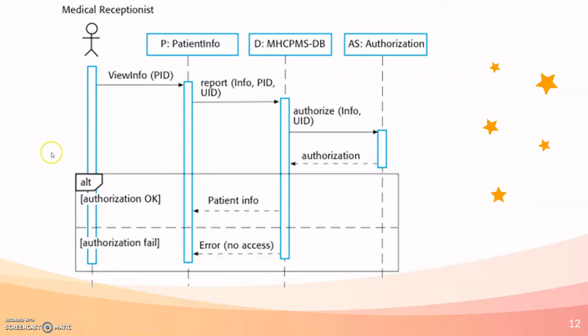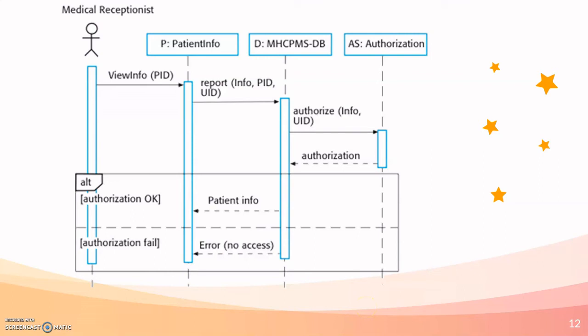Now, a box named alt is used here, with the conditions indicated in square brackets. Alt means alternative messages. So, alternative messages are indicated in square brackets, with alternative interaction operations separated by a dotted line. See, alternatives are separated by a dotted line here. Now, we can see how the figure is read.